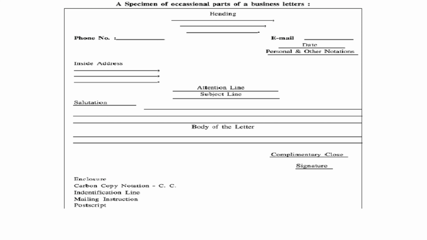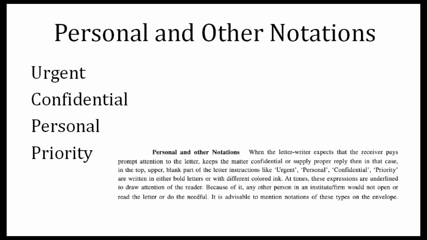Both of these are occasional parts. Then on the left hand side, we will write the salutation, then the body of letter, on the right hand side, complimentary close and signature. All these are regular parts. Then on the left hand side, we will write all the occasional parts, that is enclosure, CC, identification line, mailing instruction, and postscript. Now first, let us begin with personal and other notation.